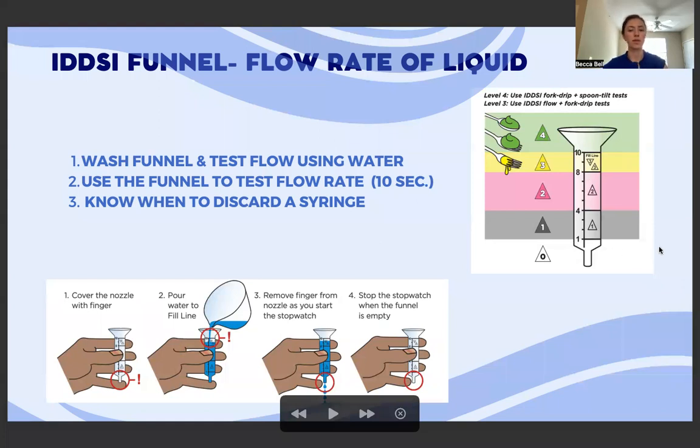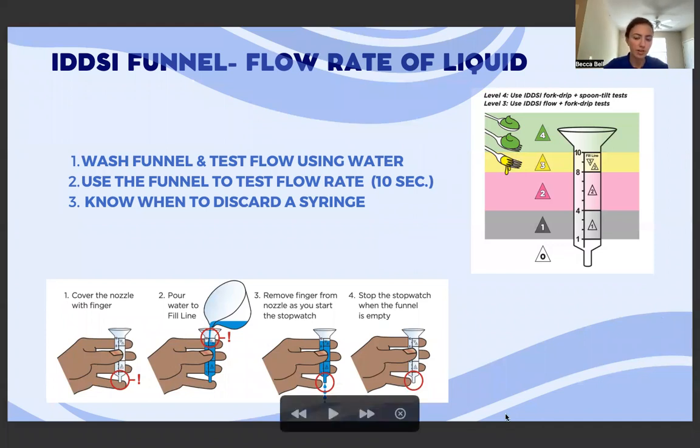So to follow the flow rate of liquid, the first step is to clean it and then run it through water. And then when we're finally ready to pour the liquid we're testing in, it'll be up to the 10 milliliters. And then at the same time you release your pinky finger, you'll also start the 10-second timer. And then you will score if the liquid in there meets a certain level based on how much is left in the syringe.